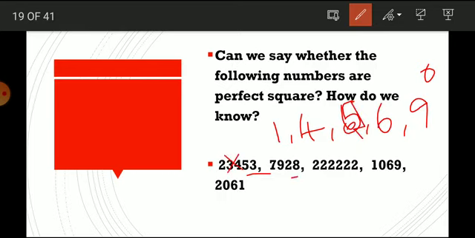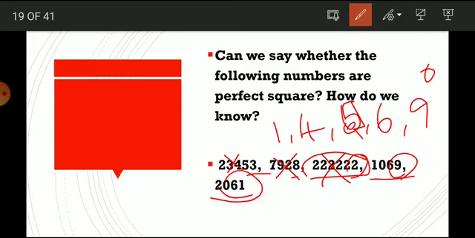See, the second one here ends in 8, so this is also not a perfect square. In these numbers, all end in 2 only, so this is not a perfect square. Now see here, 1069, here is the 9. But just wait, here is 1. But after that, we can't conclude this is a perfect square just from the units place.